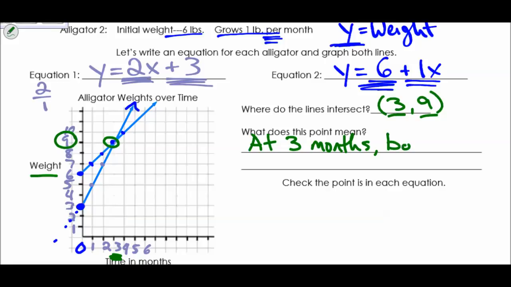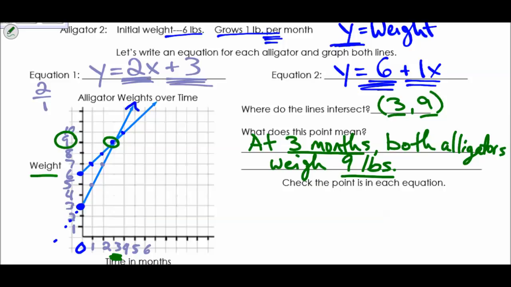Both alligators weigh 9 pounds. At 3 months, they weigh 9 pounds. Both of the alligators are meeting at that point. That's what it means. This alligator started at 6, and he's growing slower. He gets up to 9 pounds after 3 months. This one grows a little bit faster, but they still get to 9 pounds after 3 months.